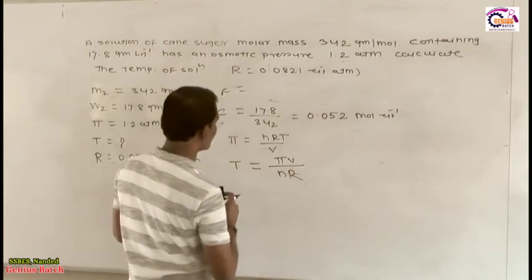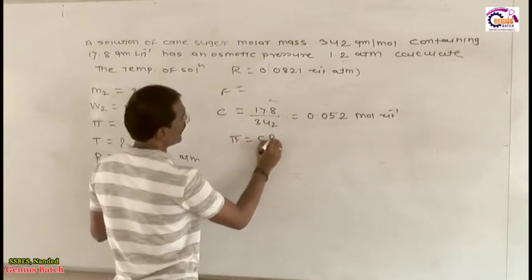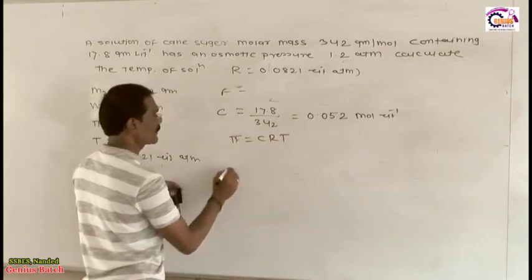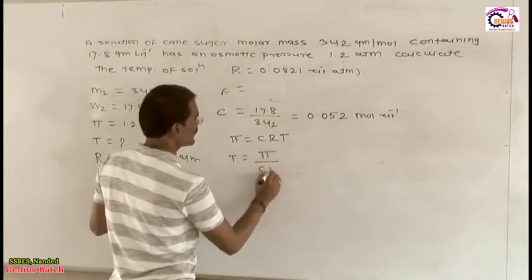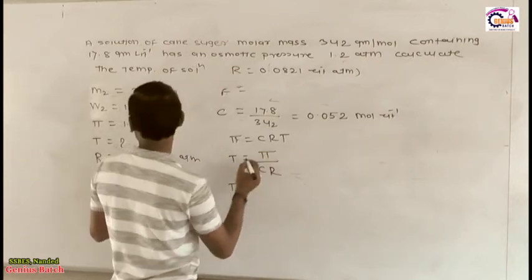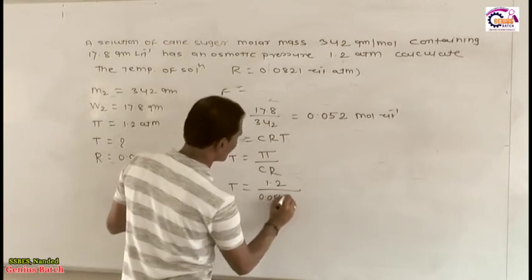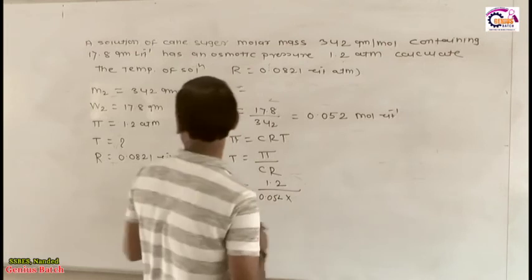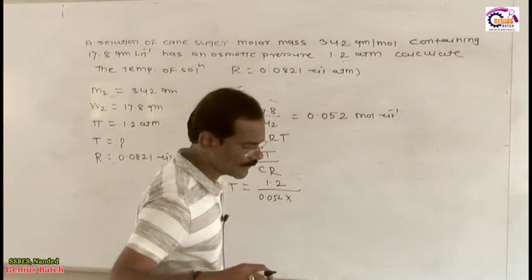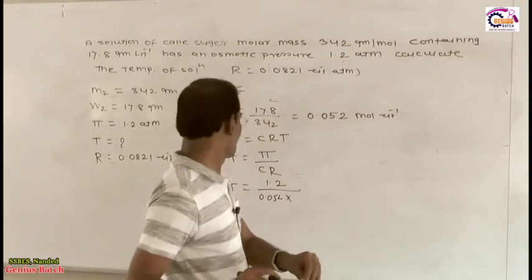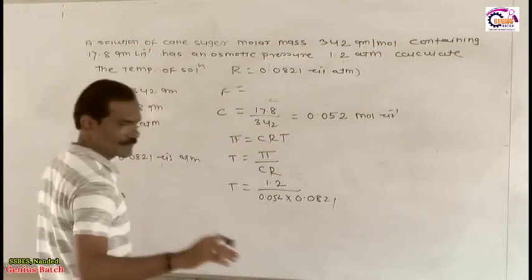So if this is the value of concentration, then what is the formula? The formula is pi is equal to CRT. Therefore T is equal to pi by CR. T is equal to the value of pi, 1.2, and the concentration 0.052, because they are not given the volume. They directly give the concentration term 0.052, and then finally divided by the value of R, which is 0.0821 liter atmosphere.